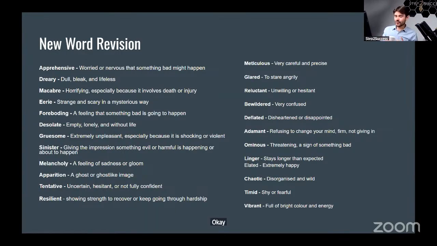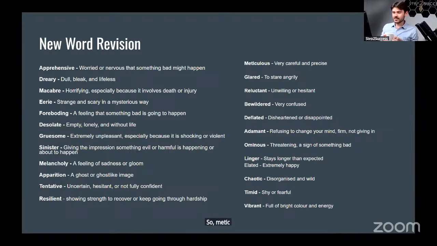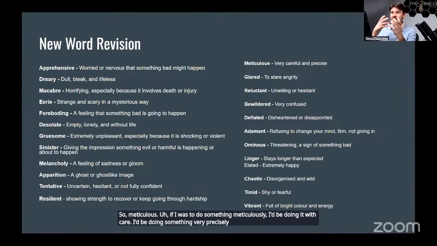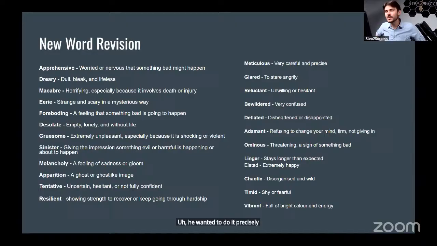Okay, the week before that, we went over a short story about a young romance, and I gave you some of these words as well. So, meticulous. If I was to do something meticulously, I'd be doing it with care. I'd be doing something very precisely. So in the example that we came across, our protagonist character was folding a letter meticulously. He wanted to do it precisely. He wanted to make no mistakes. That is to do something meticulously.